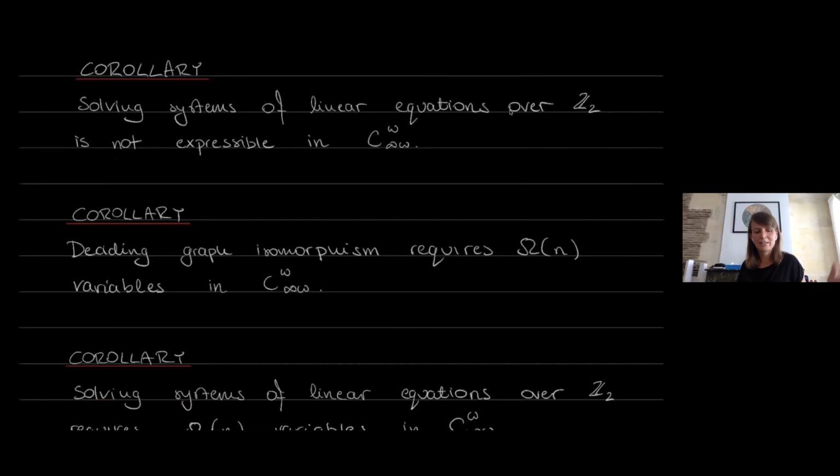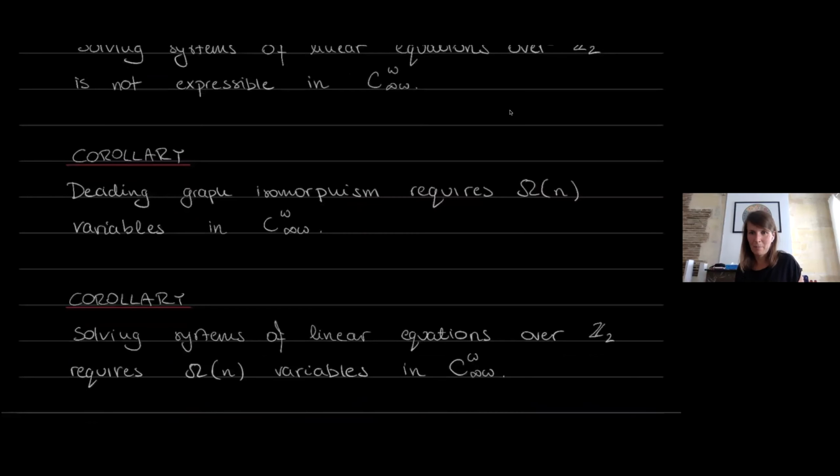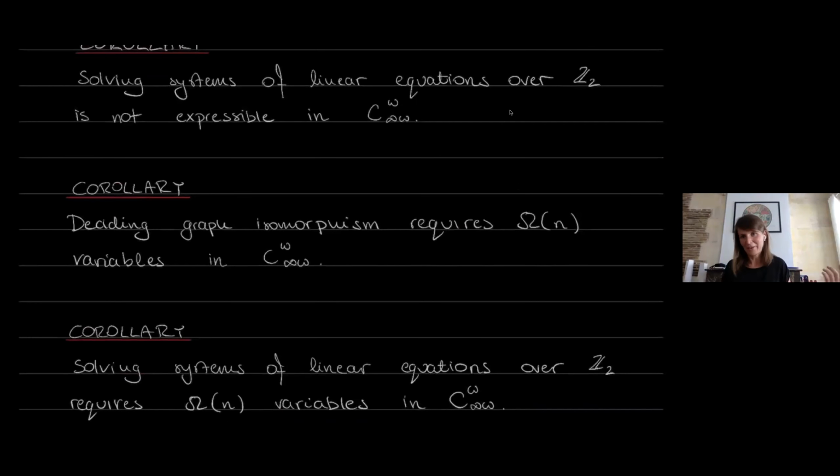So here in the first corollary, since we were talking about isomorphism not being expressible in this logic, I just wrote that, by the way, since it encodes systems of linear equations, then also solving systems of linear equations is not expressible in general. There is no formula which would express it over graphs or arbitrary systems of linear equations. And even more precisely, we have those lower bounds on the number of variables. That's just how I wrote it on the slide. But in particular, the first corollary follows from the last corollary on the slide.